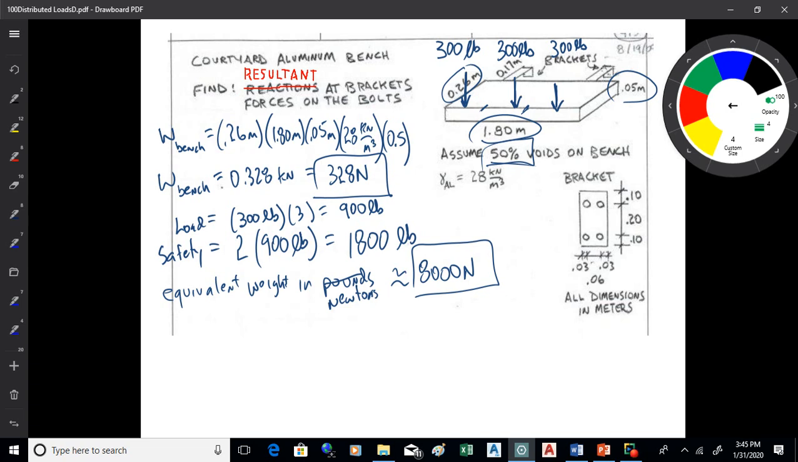So the load there is 900 pounds. I'm going to put a safety factor of 2 on this. Okay? So I'm going to double the weight. I'm going to get 1,800 pounds.